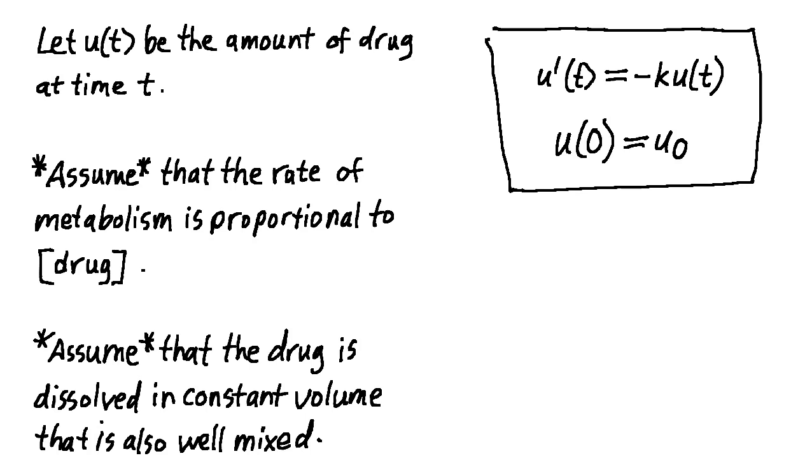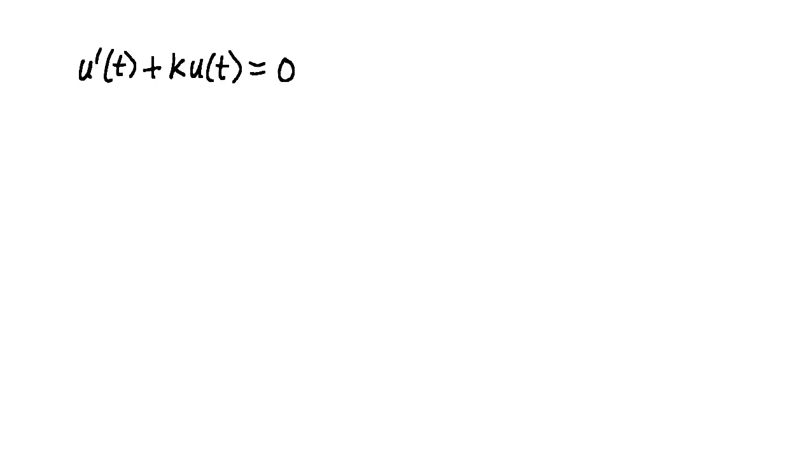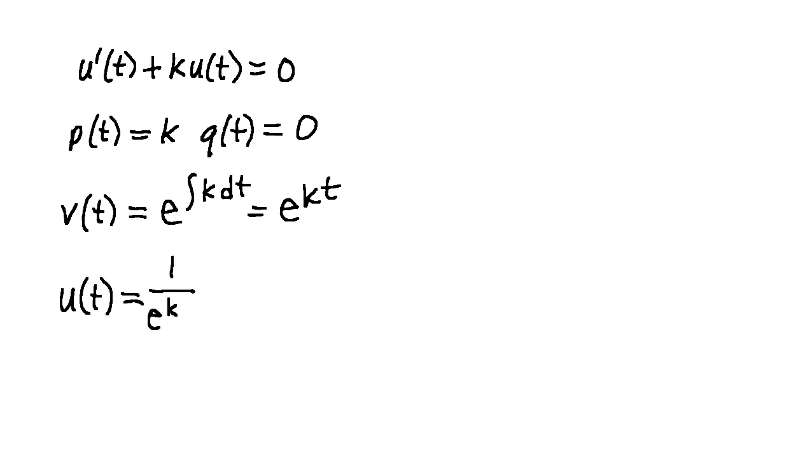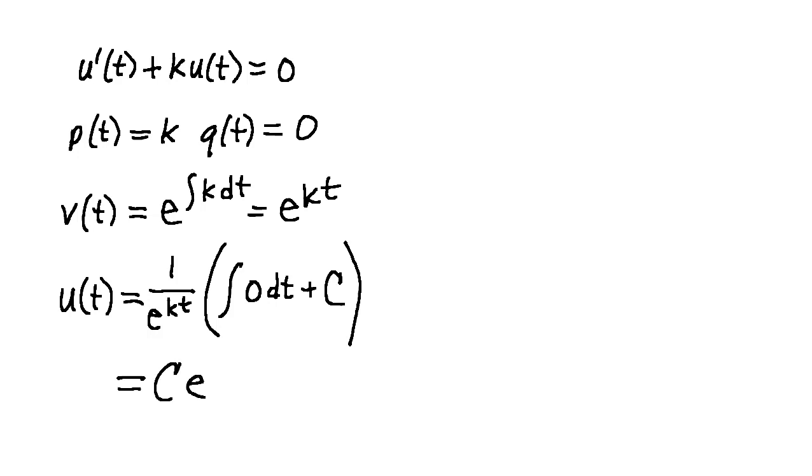To apply our standard procedure, we write the differential equation in the standard way. We then follow the steps we've come to learn. We identify a v of t by exponentiating an antiderivative of our p of t function. We then plug v of t, p of t, and q of t into our calculating formula to find, ultimately, that u of t is equal to some constant c multiplied by e raised to the power negative kt.